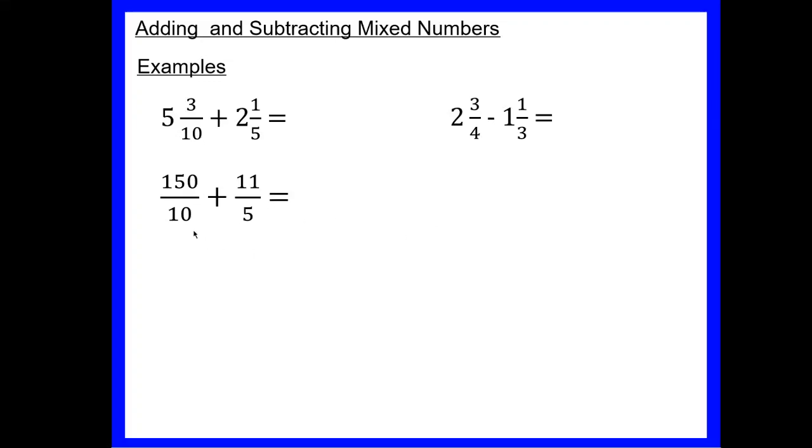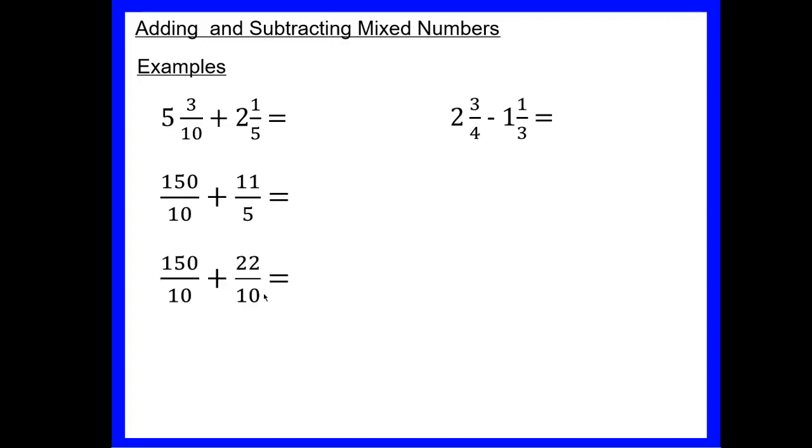Next step, check the denominators. Now I've got a 10 and a 5, so they're not the same. So remember, to be able to add or subtract, we need a common denominator. So we're looking for the lowest common multiple of 10 and 5, which is 10. So this one's okay, but this one, to change the denominator to 10, means we need to times by 2. And we do the same to the numerator and the denominator. So we're going to times both of these by 2.